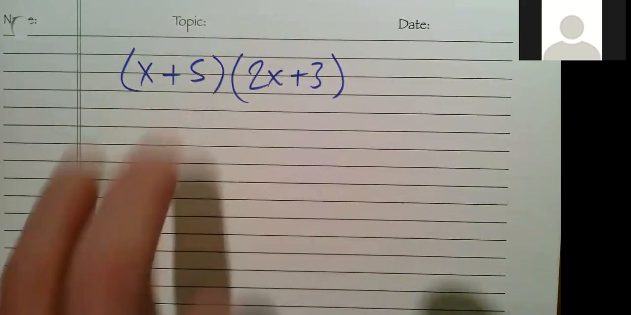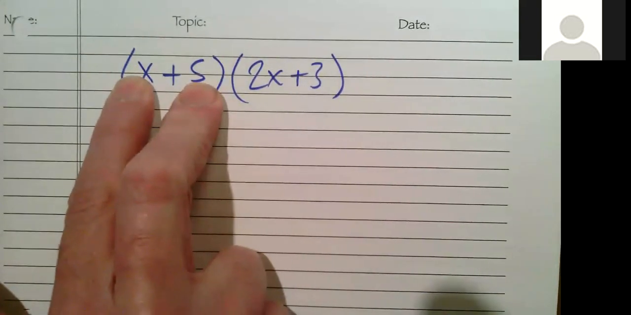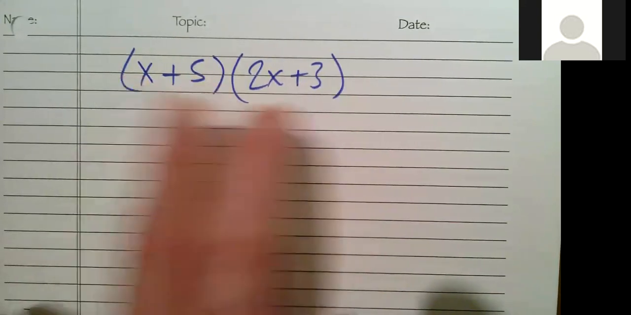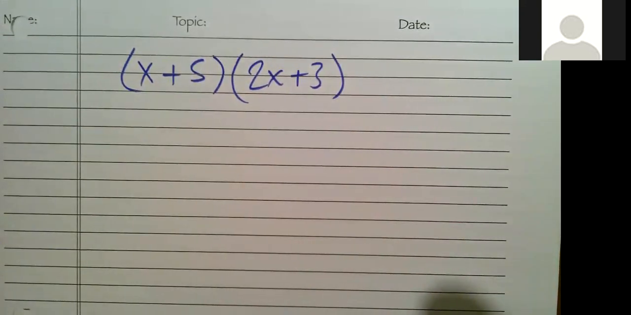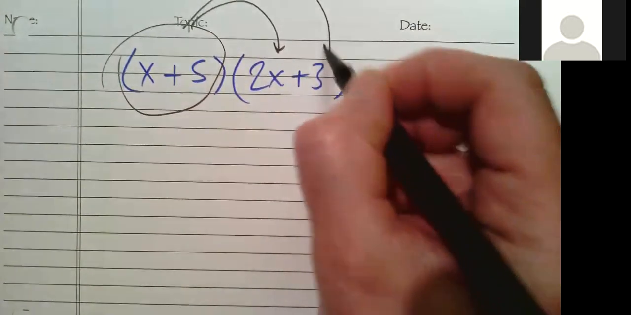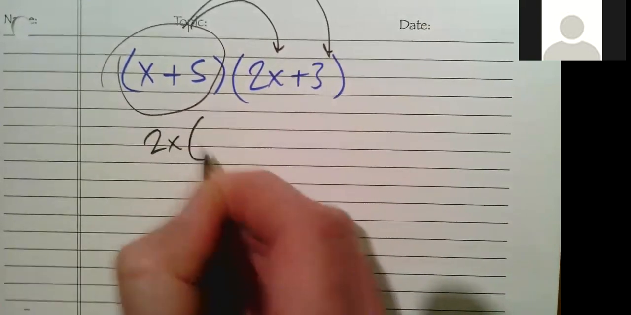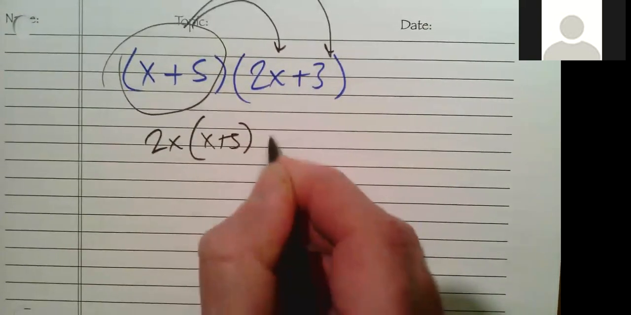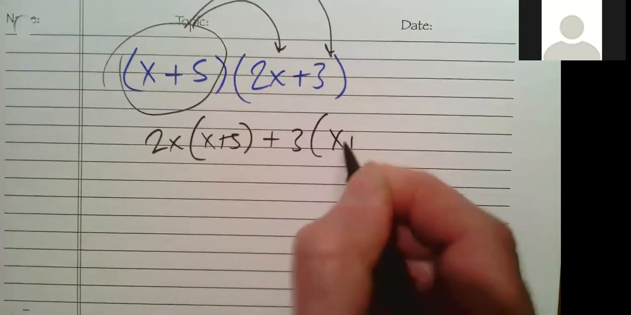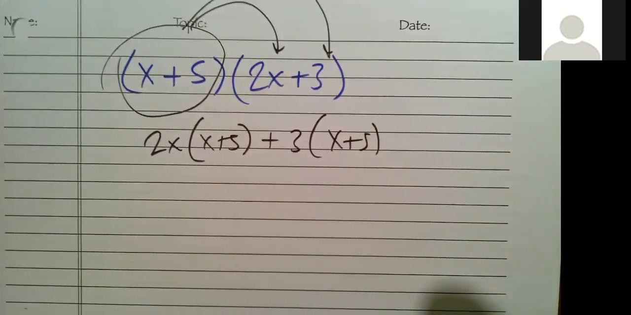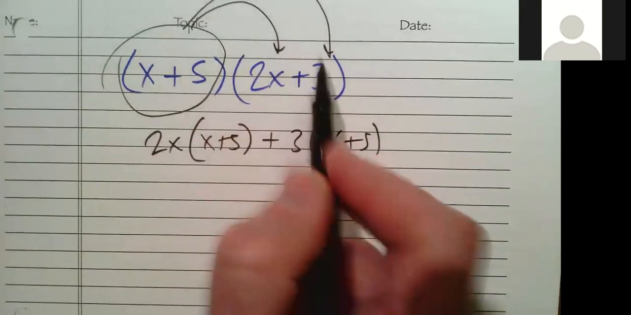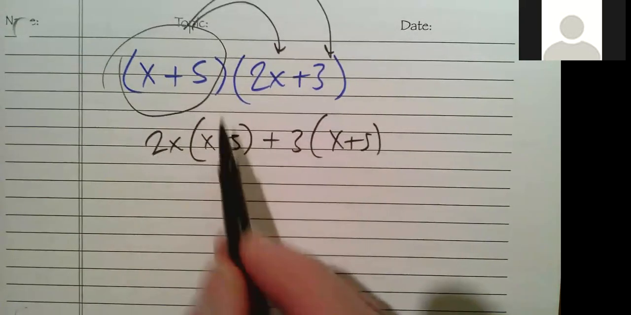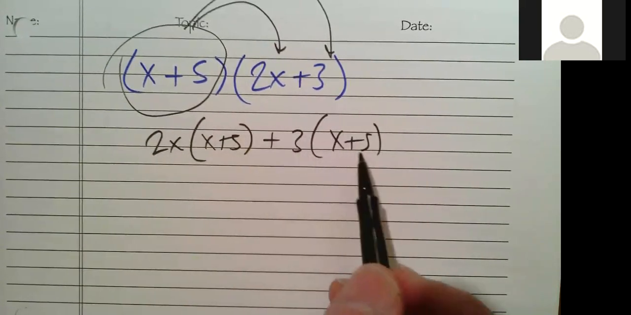You can either think of it as taking this 2-term thing and bringing it into both. So a way to conceptualize it is to say, all right, I'm going to take this whole thing and bring it to the 2x, and I'm going to bring it to the 3. So it's like 2x times that x plus 5 plus 3 times that x plus 5. That's a way of thinking about it, that we're distributing this whole thing to both, and then I just got to bring that 2x in, and I got to bring that 3 in.